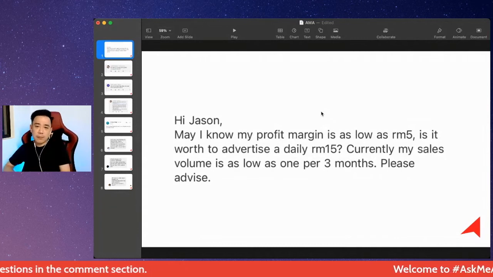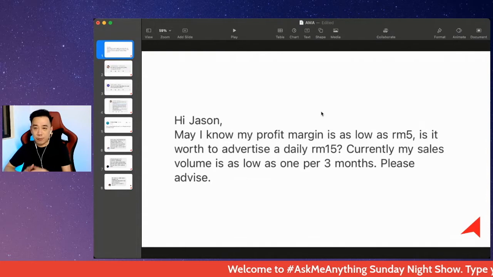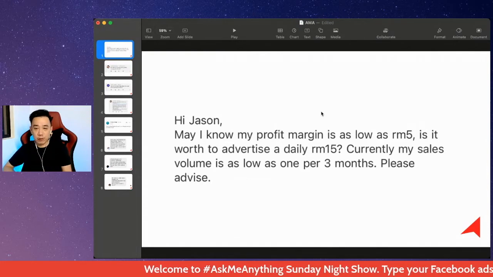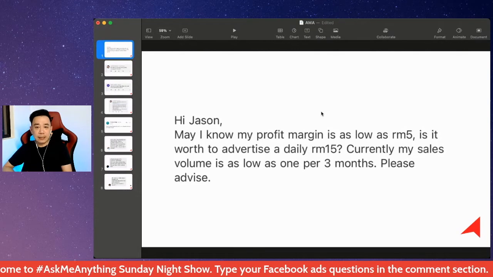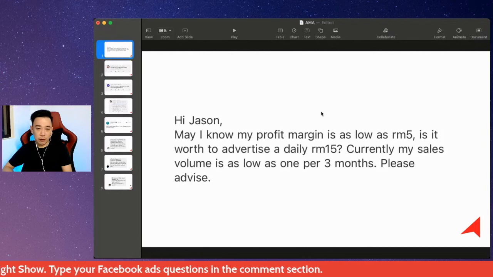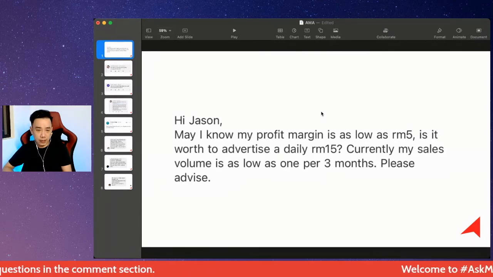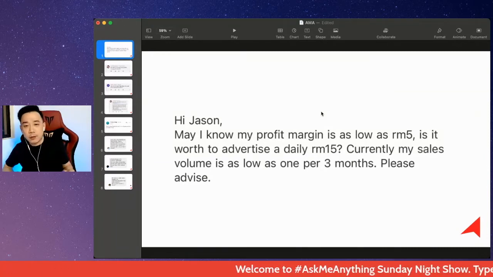Jason, may I know, my profit margin is as low as 5 ringgit? RM is 5 ringgit. If you're watching from other countries, then you have to do your conversion. So is it worth advertising a daily budget of 15 ringgit for your store? Because currently you say that your sales volume is as low as 1 per 3 months. Please advise. Okay, so this is a very good question.